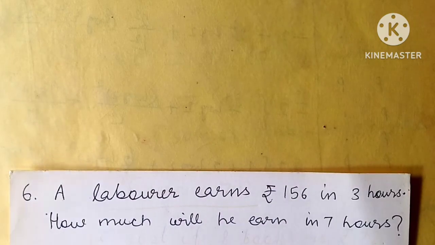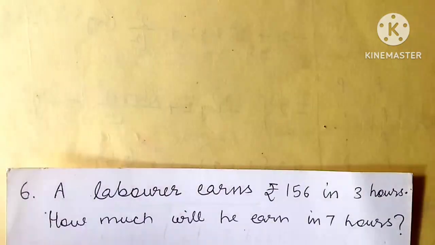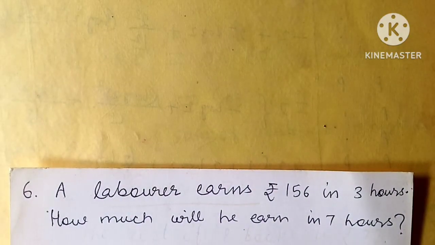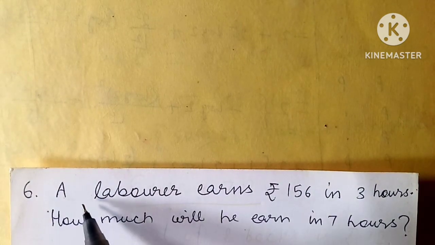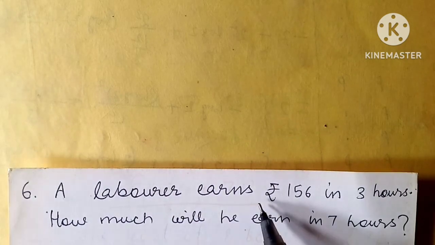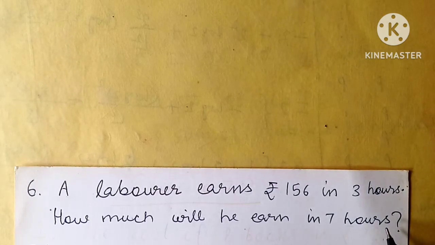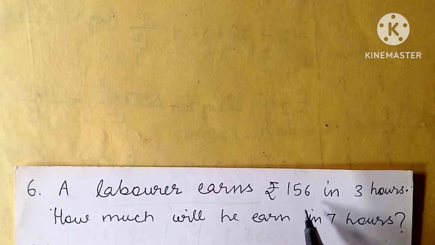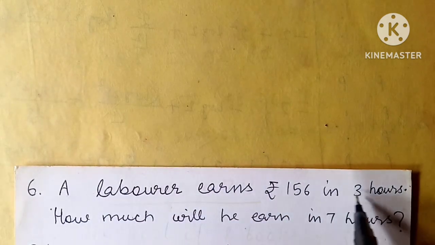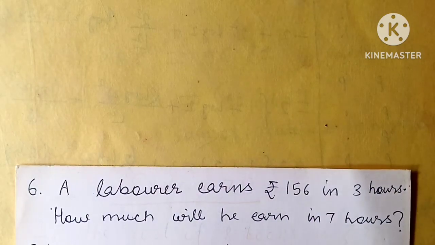This exercise is so easy, and in this exercise the key point is we have to find the value of 1 unit. So let us discuss here. A laborer earns rupees 156 in 3 hours. How much will he earn in 7 hours? So we have to find the earning, and for that we must write earning on the RHS from this statement.